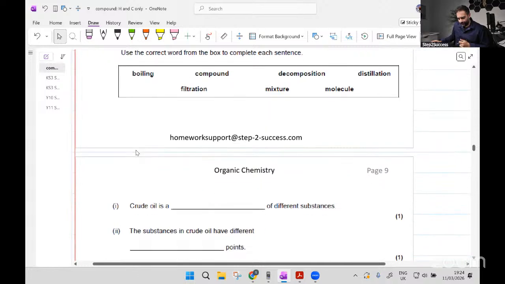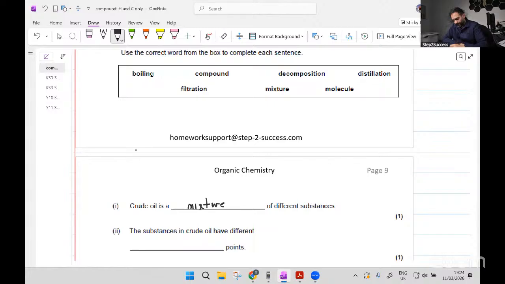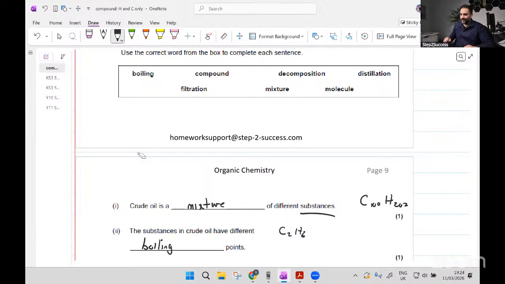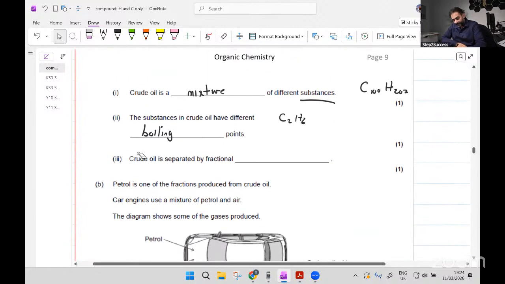Question three. Crude oil is a mixture of different substances. By different substances, we mean we have some really short hydrocarbons and some really long hydrocarbons and everything in between. The difference between these short and long things is that they all have different boiling points, and that is what allows us to separate them in that process called fractional distillation.